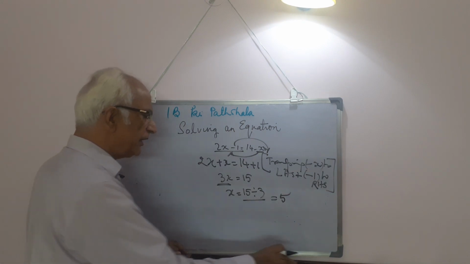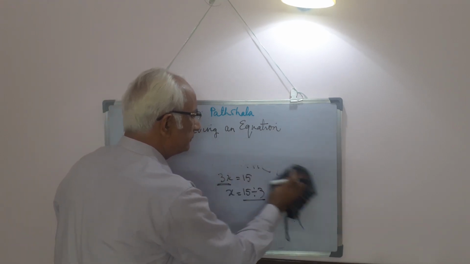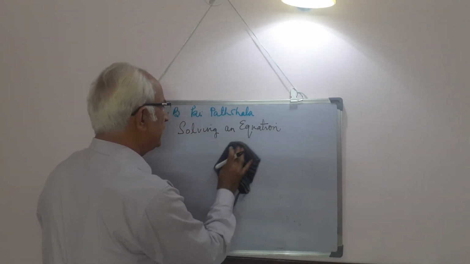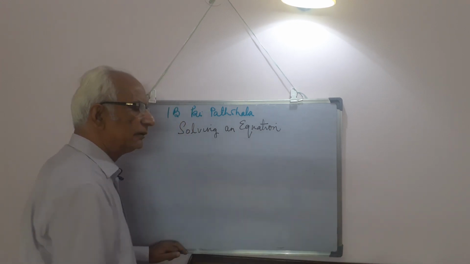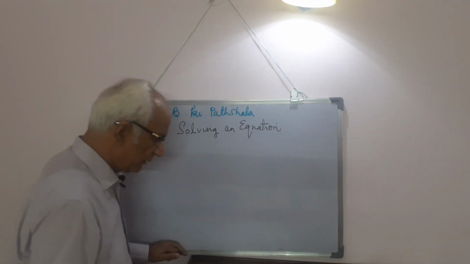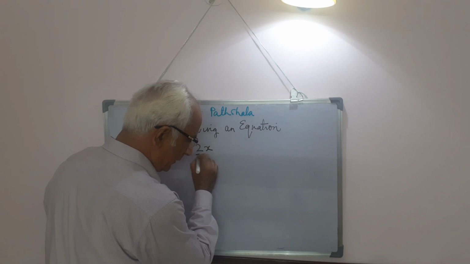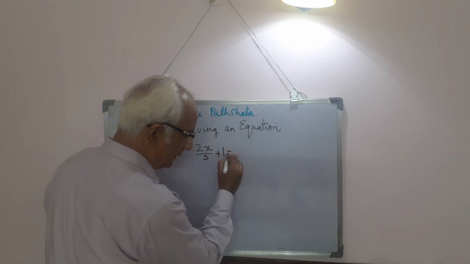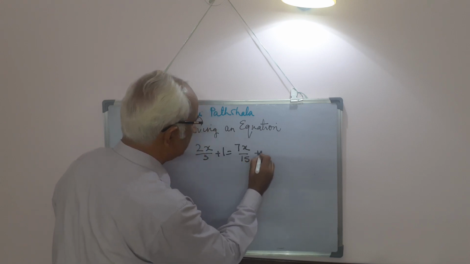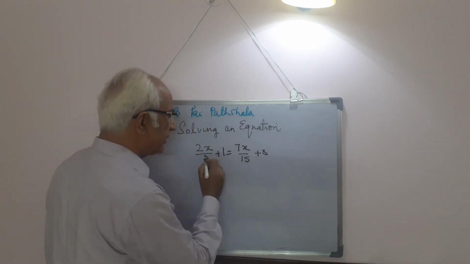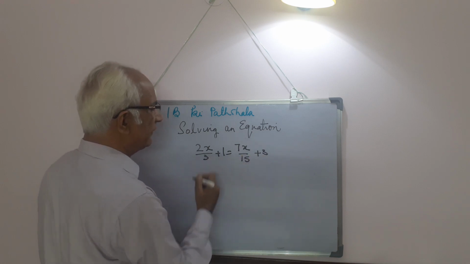Okay. Now supposing sometimes there may be a fraction in the question. No problem. You can either remove the denominator or you can solve as fractions. Let's take this simple question. 2x upon 3 plus 1 is equal to 7x upon 15 plus 3. There are variables on both sides, there are constants on both sides. 1 and 3 are constants, and these are the variable terms.